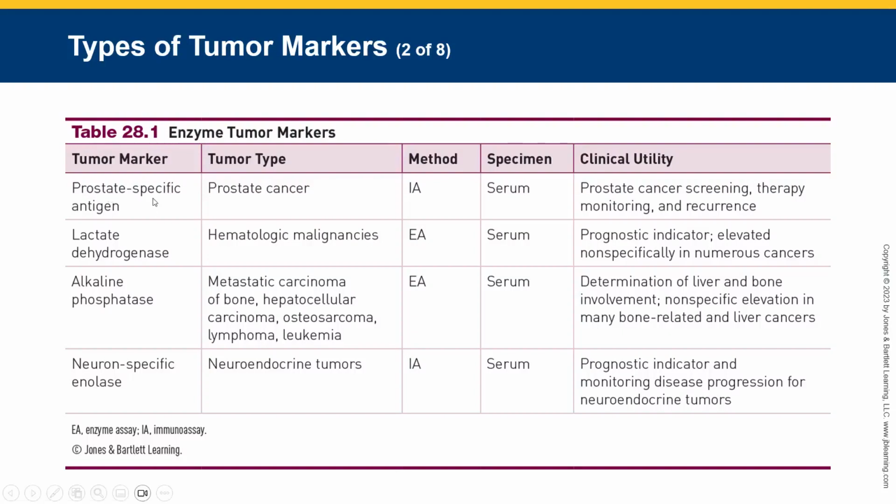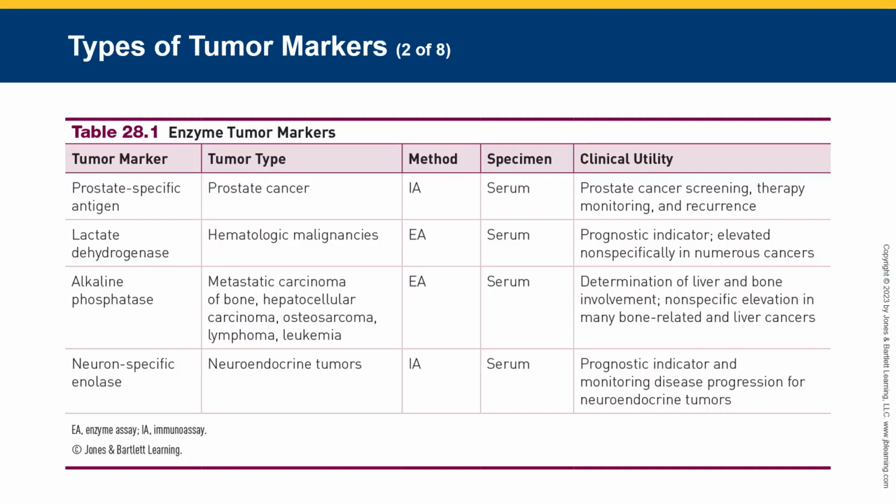So, prostate-specific antigen, PSA, is indicative of prostate cancer. So, the worse the cancer, the higher the PSA levels. It is used for prostate cancer screening, therapy monitoring, and recurrence. So, evaluating whether the cancer has come back. Lactate dehydrogenase, hematologic malignancies, prognostic indicator, so it indicates whether the patient has a good prognosis or not. It's elevated nonspecifically in numerous cancers.